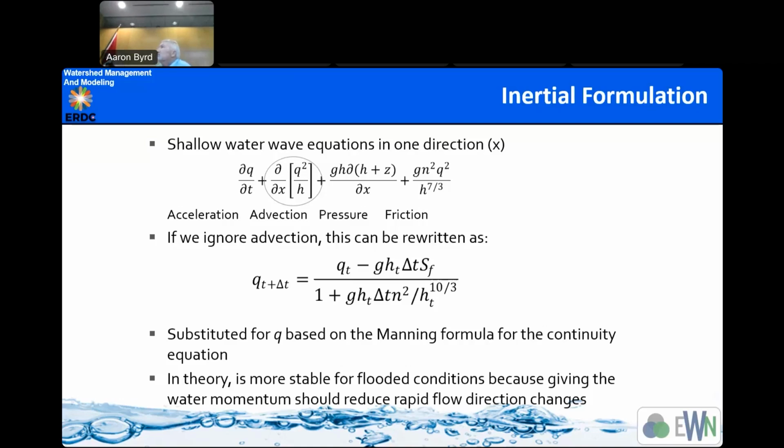What is the S factor in the middle equation at the very end on top? That's the friction slope. That hasn't changed definition. Basically, in our diffusive wave we cut out the whole middle and threw that friction term out. Now we're keeping it, and now we have a more complete formulation.